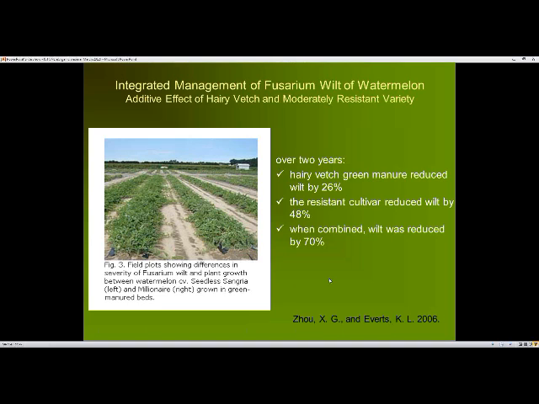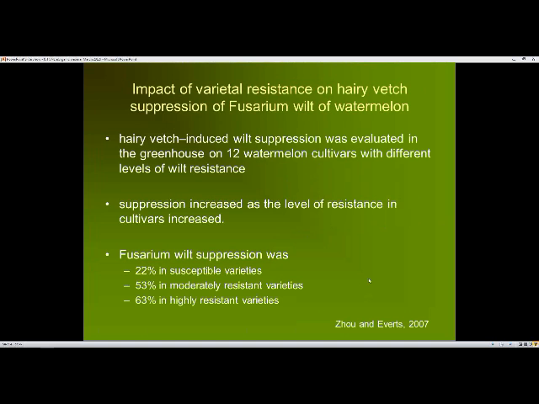But over the last few years, the watermelon industry has shifted over to seedless watermelon because that's what consumers are demanding, and there is not strong resistance in those cultivars. However, there is partial resistance, and some are more resistant than others. So what they found is that partial resistance in hairy vetch green manures could actually get you up to a commercially viable level of suppression.